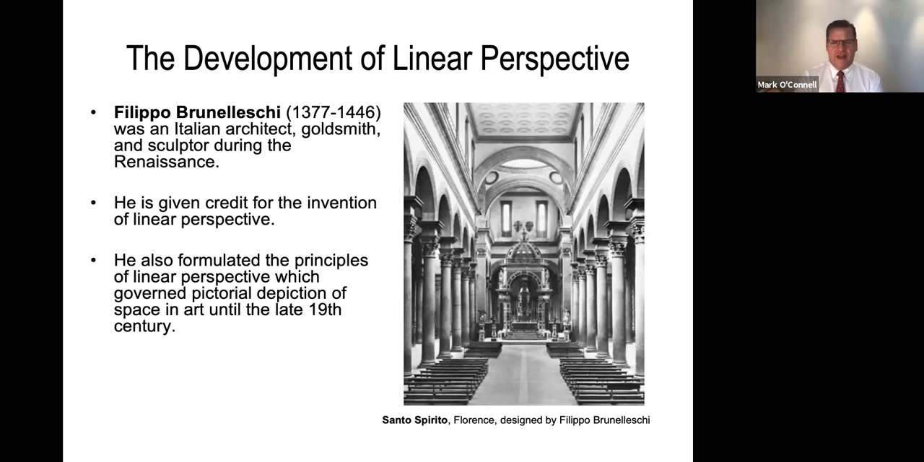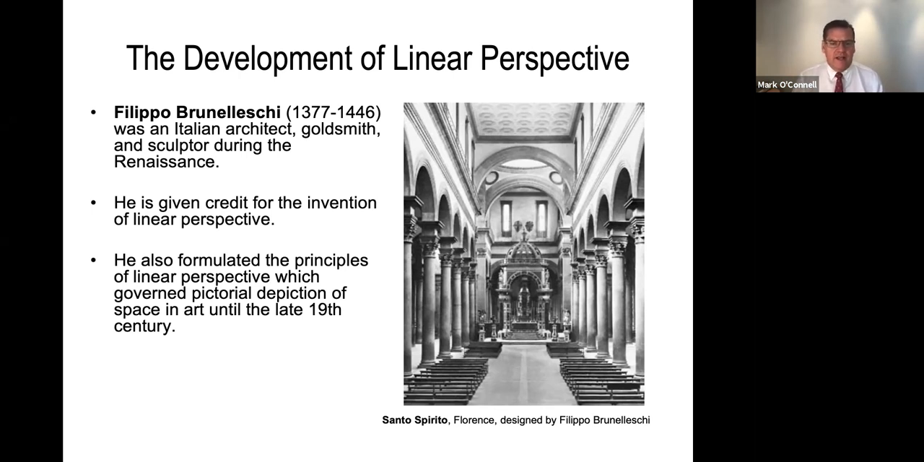And of course, you know that that is early Renaissance because you are all Italian Renaissance scholars. Okay, so he was an Italian architect, goldsmith, and sculptor during the Renaissance. And he is given credit for the invention of linear perspective, right? Like an invention, what we're thinking about is like he identified it, right? Obviously, because it's a principle of visual, you know, like the thing on the right, the one-point perspective is there. He didn't invent that, but he identified it and started to use it as a drawing principle.